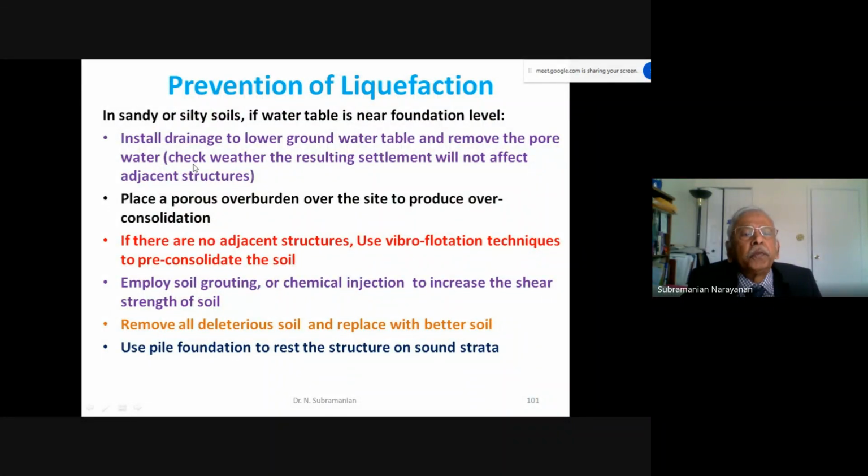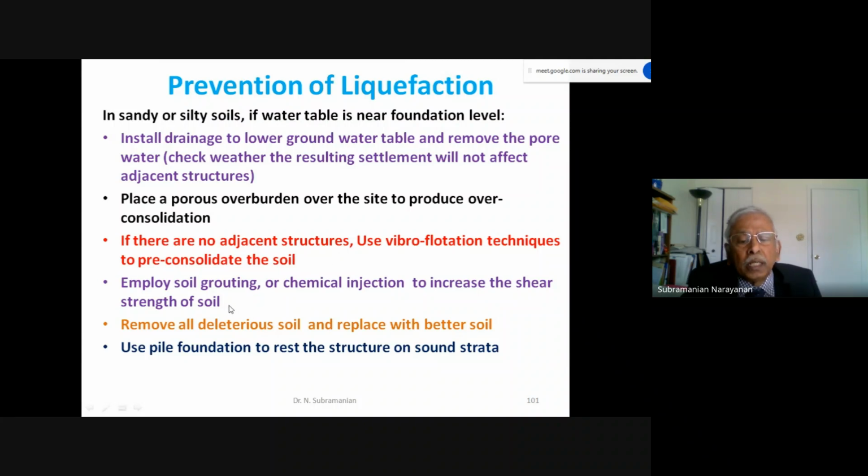How to prevent liquefaction? In sandy and silty soils, if the water table is near foundation level, install drainage to lower the groundwater table and remove pore water. Place a porous overburden over the site to produce overconsolidation. If there are no adjacent structures, use vibroflotation techniques to pre-consolidate the soil. Actually, if there are adjacent buildings and you use these techniques, the adjacent buildings will be damaged.